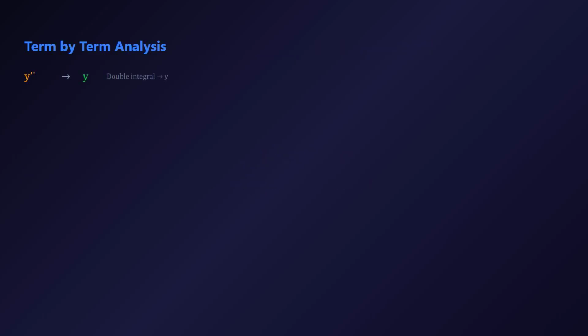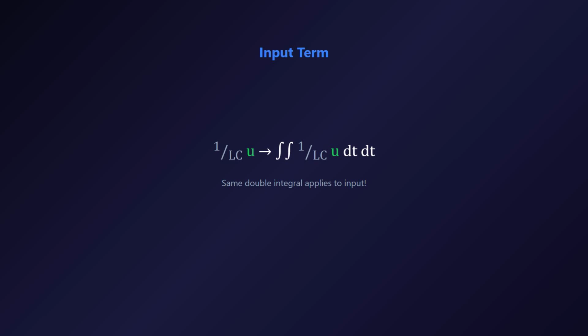Let me show you term by term. The second derivative term becomes y after double integration. The first derivative term becomes a single integral of y because one derivative and one integral cancel out, leaving one integral, and the regular y term becomes a double integral of y. For the input term on the right side, the same double integral applies, so our input u becomes a double integral of u. Now we have our equation in integral form with no derivatives.